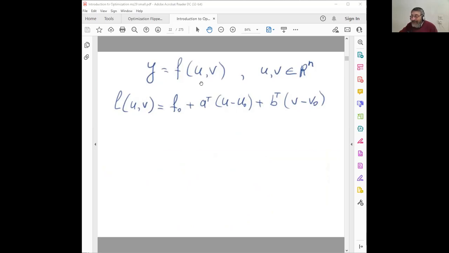So if I have a function of two vector variables, in those variables the most general notion of linear function is what is written here. It's some vector A transpose by increment of U plus B transpose by increment of V from some given point.